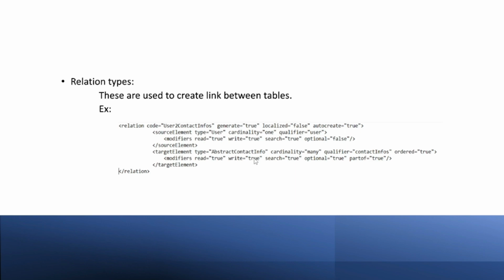So here we are using the source as the user table and the target as the abstract contact info table. And here we are using cardinality equal to one-to-many. For a one-to-many relation, the user will be one and abstract contact info will have many: contact address and contact-related information. So this is the way we define relation types in Hybris.